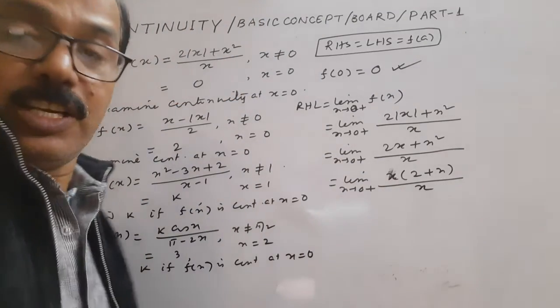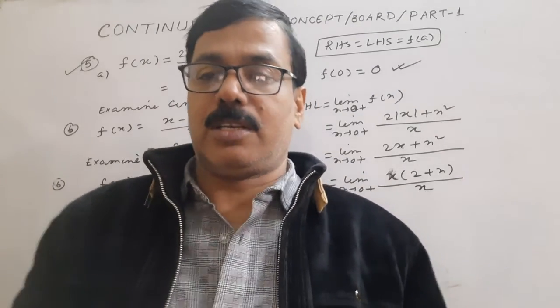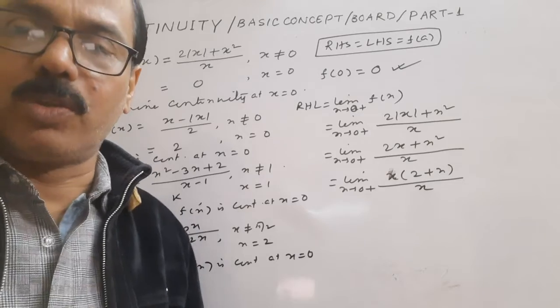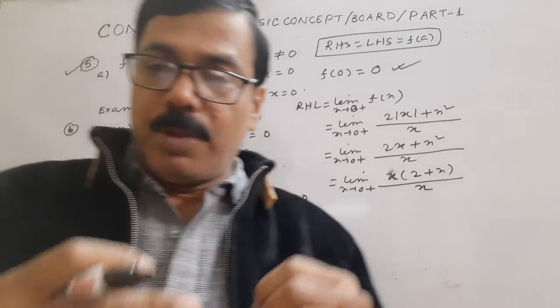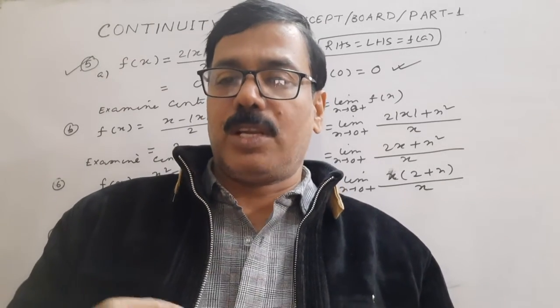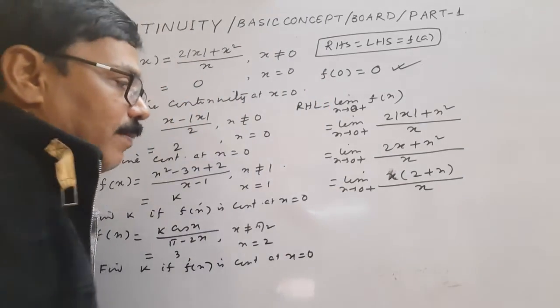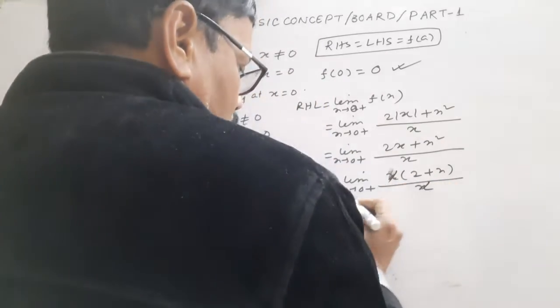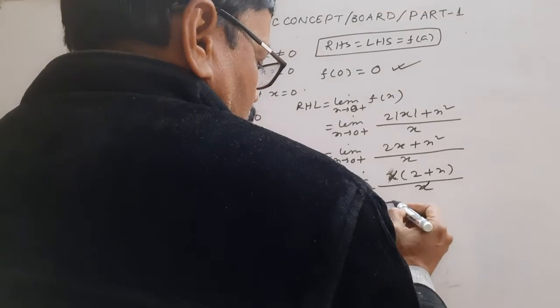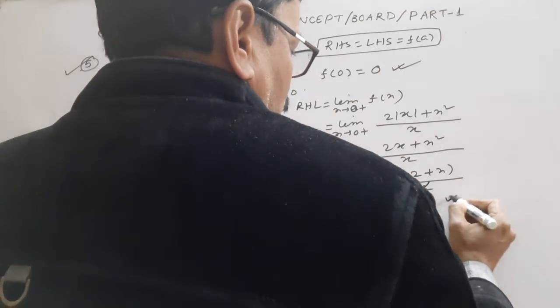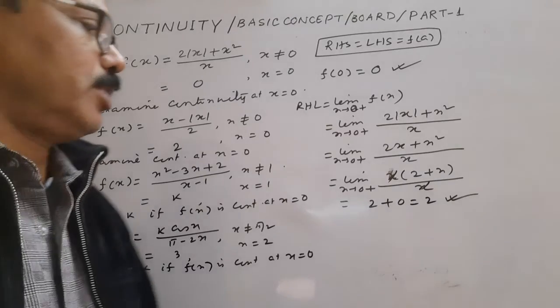If x tends to 0, then in a limit our main aim will be to cancel x. If x tends to pi by 2, then our main aim will be to cancel pi by 2 minus x. So x cancel, put x equals to 0. So 2 plus 0 equals to 2. So right hand limit is 2.